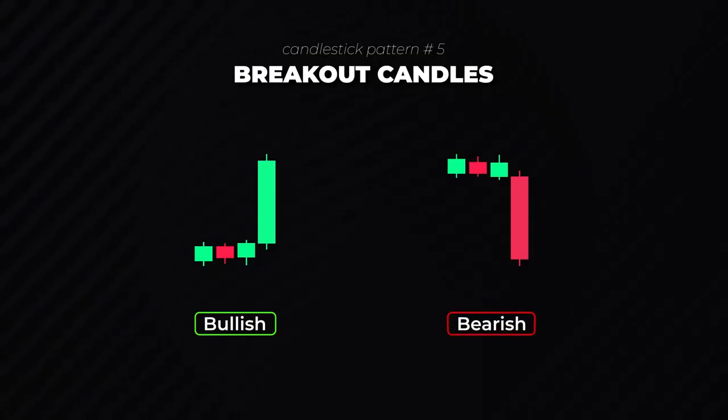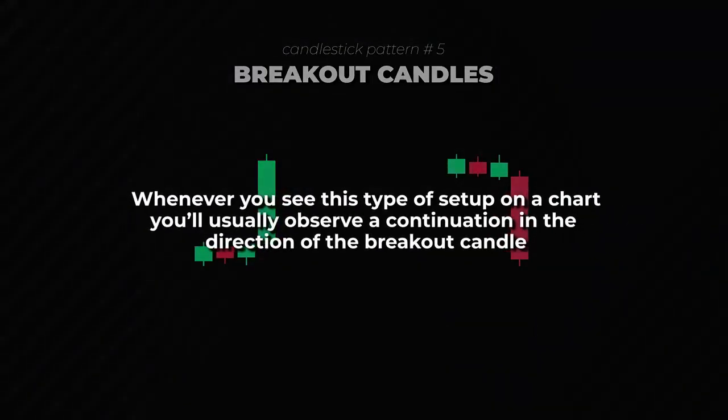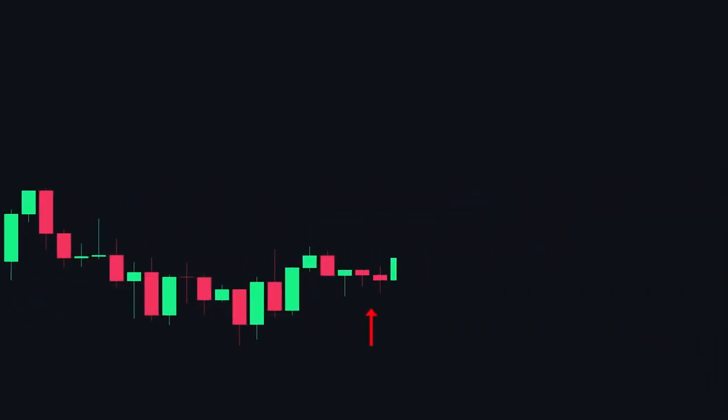Note that for both bullish and bearish patterns, the color of the consolidation candles is unimportant. What matters is that they're small in size. Whenever you see this setup on a chart, you'll usually observe a continuation in the direction of the breakout candle. Let's look at an example. Here, the price formed a series of small candles before a large green candle appeared, forming a bullish breakout pattern. This signals that the trend will likely continue upward.